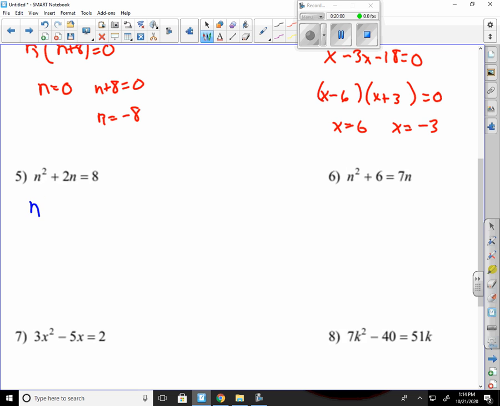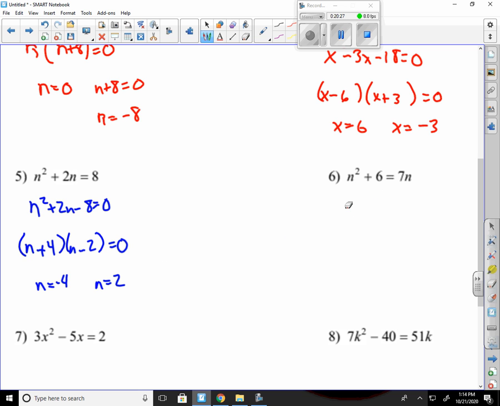Subtract my 8 over. N squared plus 2n minus 8 equals 0. What multiplies to give me 8? 4 and 2. This is a minus. This is a plus. So it's n plus 4 and n minus 2. Now it's n equals negative 4 and n equals 2.